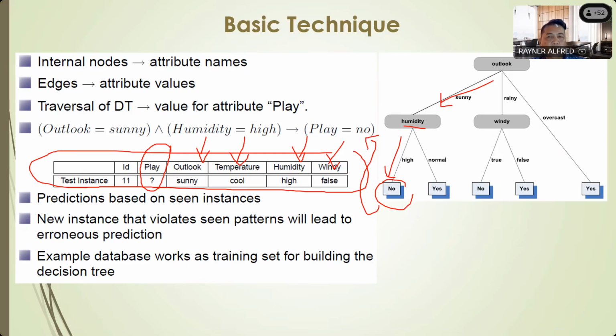The decision tree is a very good model in which you can explain the result, why this item is classified as no or yes, or class 1 or class 2, and so on. You can explain why a certain item is classified as X or Y.